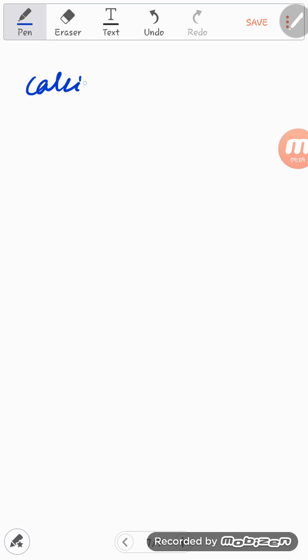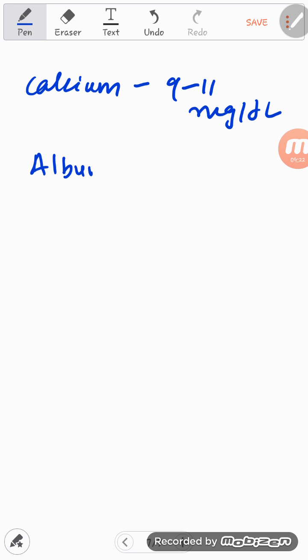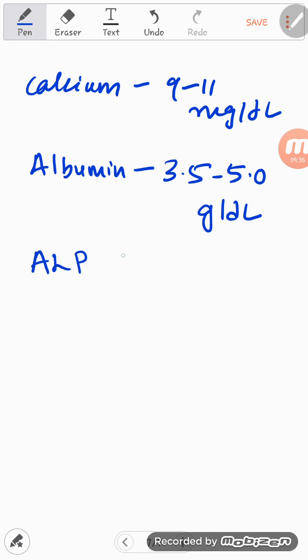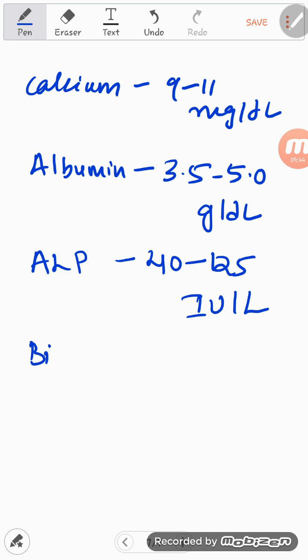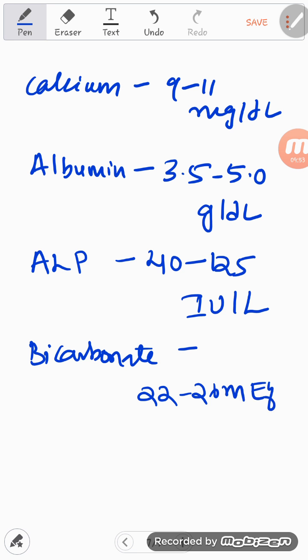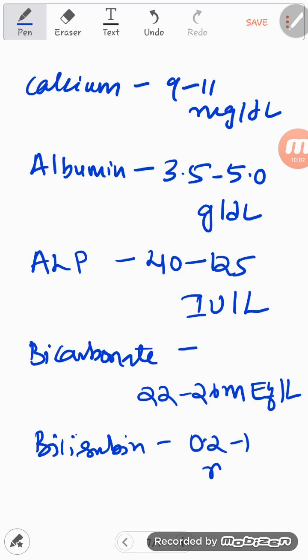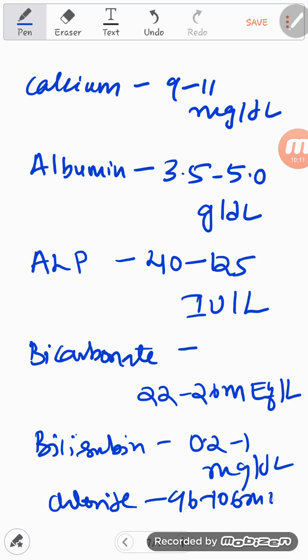The next one is calcium. Most commonly asked question: 9 to 11 milligrams per deciliter. Next, albumin: 3.5 to 5 grams per deciliter. Alkaline phosphatase: 40 to 125 units per liter. Bicarbonates: 20 to 26 milliequivalents per liter. Bilirubin: 0.2 to 1 milligrams per deciliter. Chloride: 96 to 106 milliequivalents per liter.